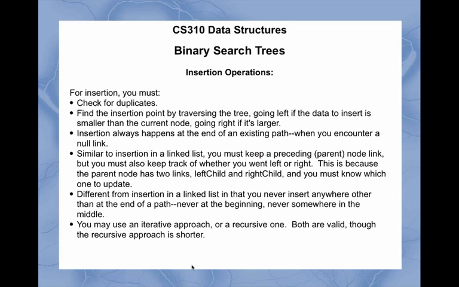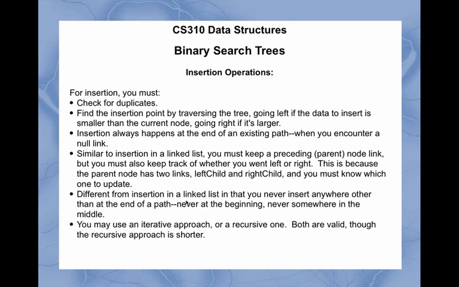Insertion operations. You must check for duplicates. Duplicates are not allowed in dictionary data structures. Allowing duplicates makes the code more difficult and is not typical, so we won't discuss that. You find the insertion point by traversing the tree, going left or right as needed. Insertion always happens at the end of an existing path when you encounter a null link. Similar to insertion in a linked list, you must keep a preceding or a trailing node pointer or node reference so that you know what the parent is.